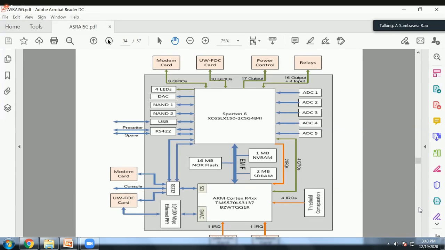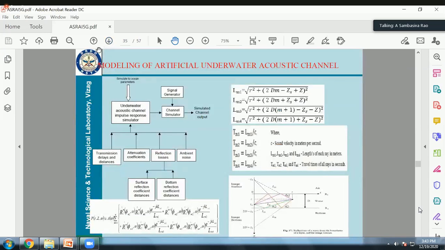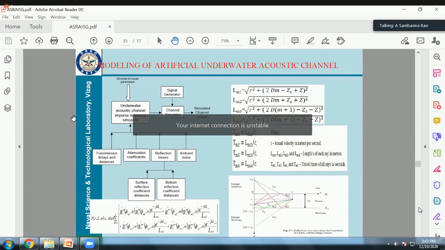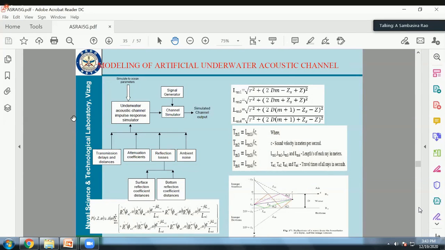In this slide, you need to understand something about the modeling of the artificial underwater acoustic channel. Propagation effects will be there, and the reflection: the transmission delays and distance, attenuation coefficients, and reflection loss, that is, surface reflection loss and bottom reflection loss. So I am modeling it. MSc Prasad is there, and one thesis is there. Code and channel modeling are given. You can work on this in MATLAB, and these are the propagation delays.